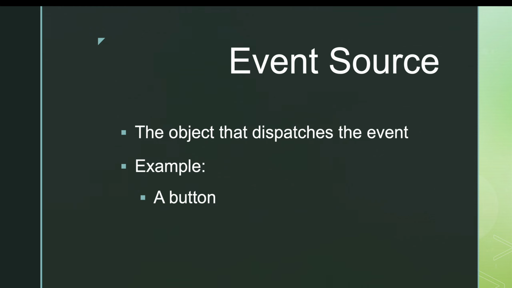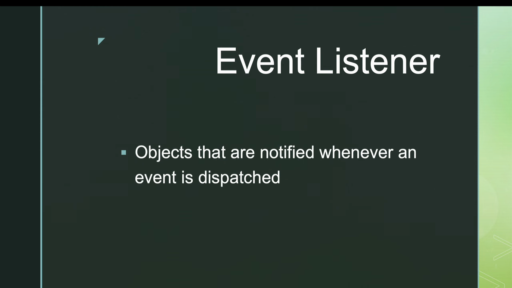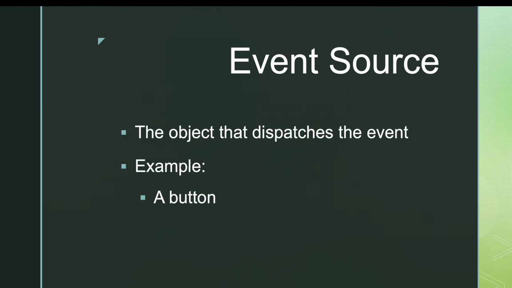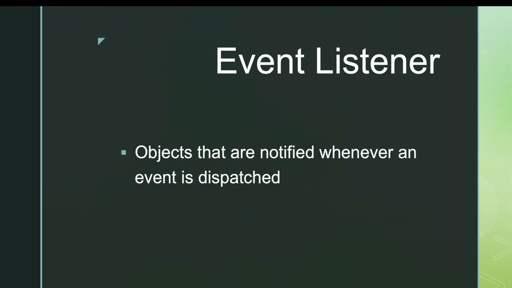Okay, so after this, you also have the event listener. The event source, what it does is just notify. That is all it does. But the execution of the process of the event is provided by the event listener. The event listener is an object that is notified whenever an event is dispatched. So the event source is the one that notifies, like it announces to the whole program.